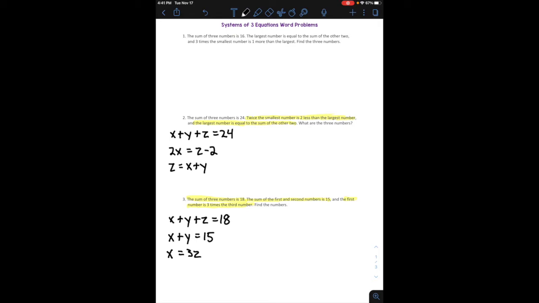What you guys are going to do first is make sure you put all the terms with x, y, and z over to the left side of the equal sign, and then go ahead and solve the system. Pause the video. Once you get your answer, go ahead and play it back.